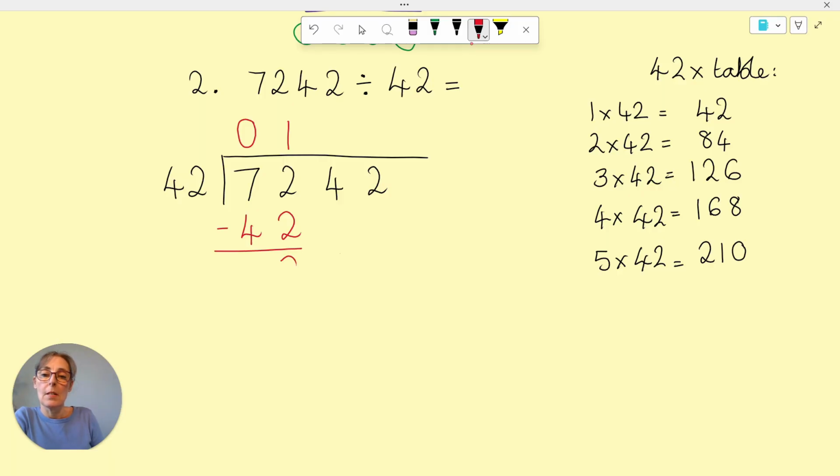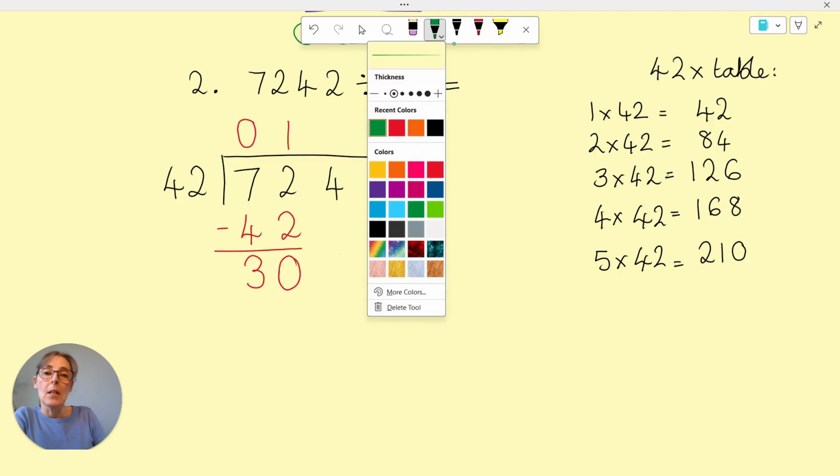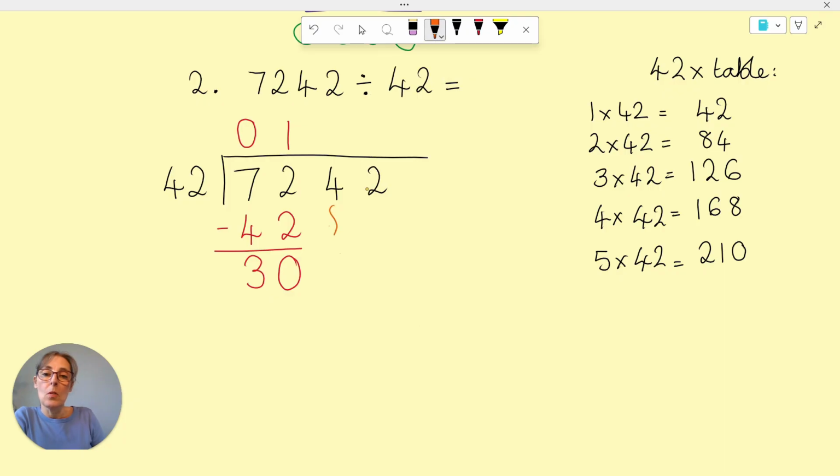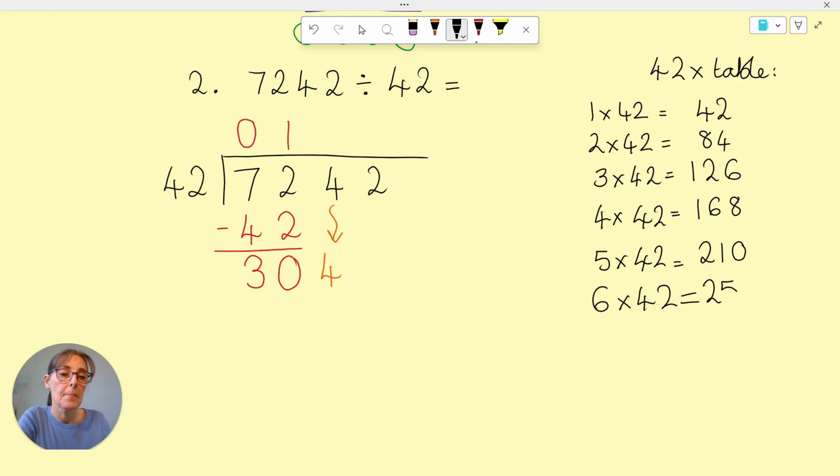2 subtract 2 is 0. 7 subtract or take away 4 is 3. We can't fit 42 into 30, so we are going to bring down 4. Now we've got 304. How many 42s fit into 304? Well, we haven't got them all here, so let's go up a little bit. So 210 add 42 is 252.